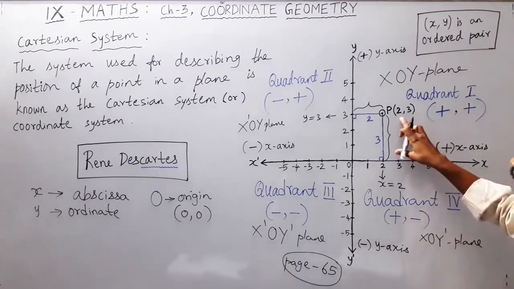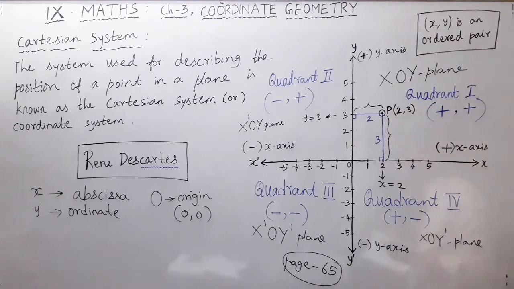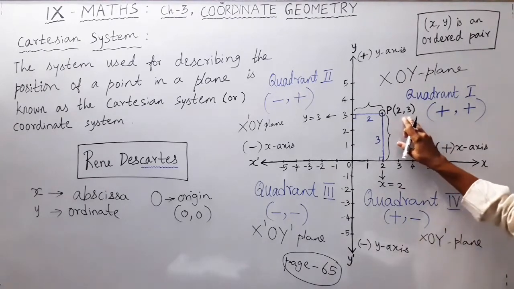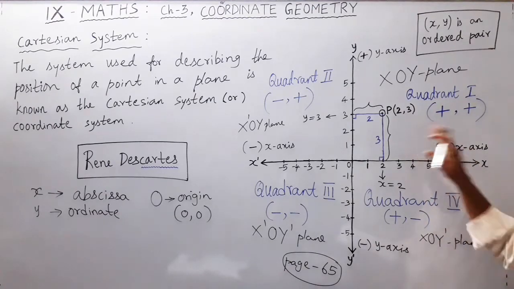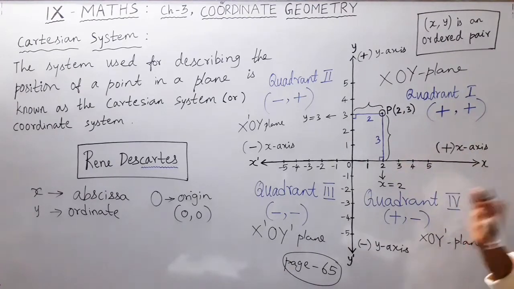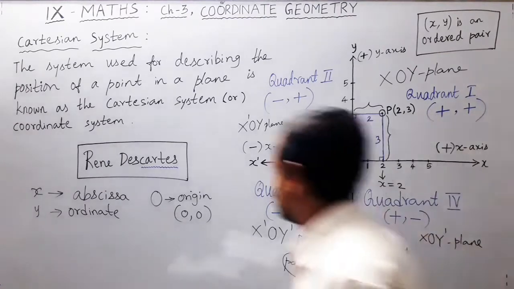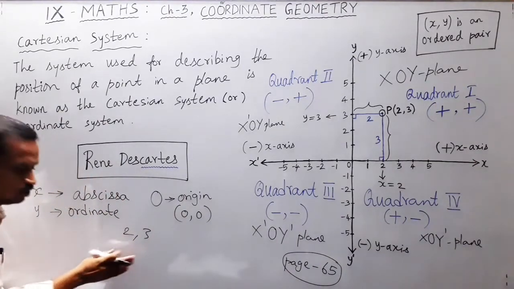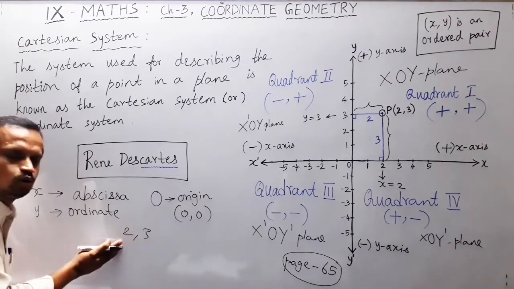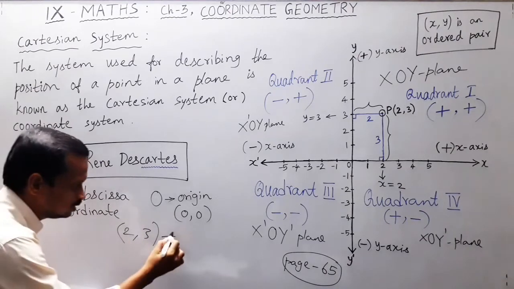For example, here I have written (2, 3). So 2 is from x and 3 is from y. This is called the coordinates of the point. The point is (2, 3). Remember, the bracket is a must. If you write just 2, 3 without brackets, this is not correct. This is just value 2, value 3. This is not a point. If you put the brackets, only then is this a point.